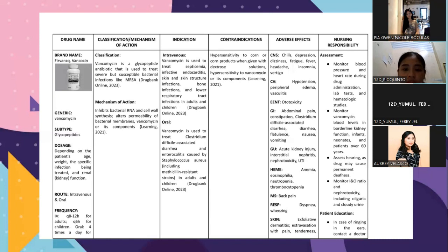Assess hearing, as the drug may cause permanent deafness. Ototoxicity is a known side effect. So nurses assess hearing before, during, and after vancomycin administration, particularly with extended intravenous use. Monitor for nephrotoxicity, including oliguria and cloudy urine.